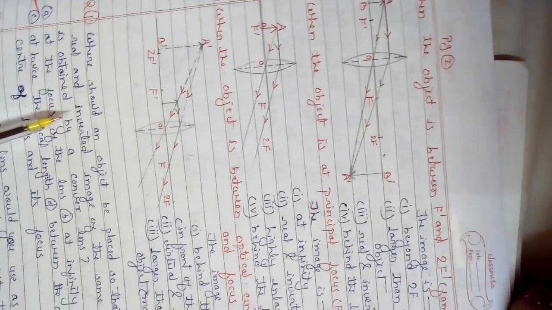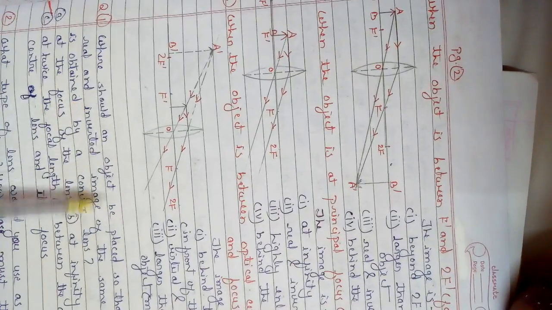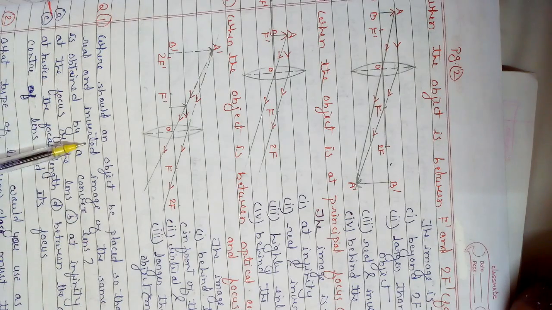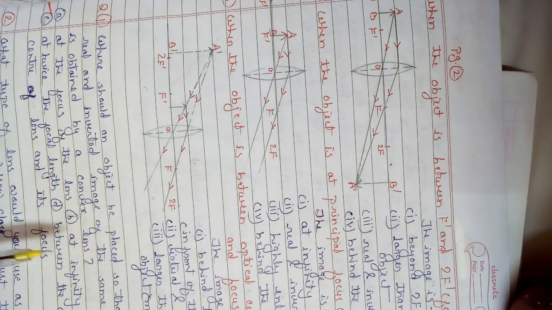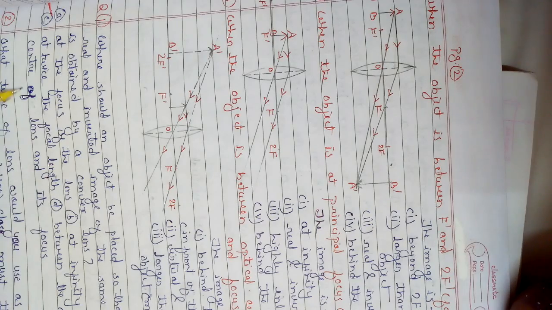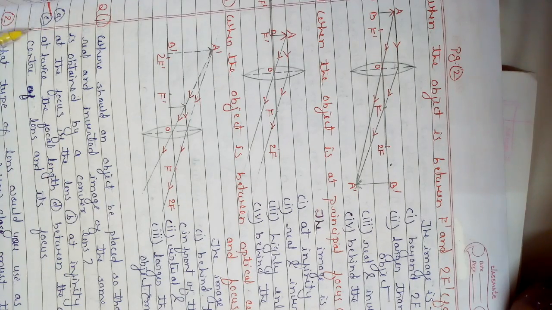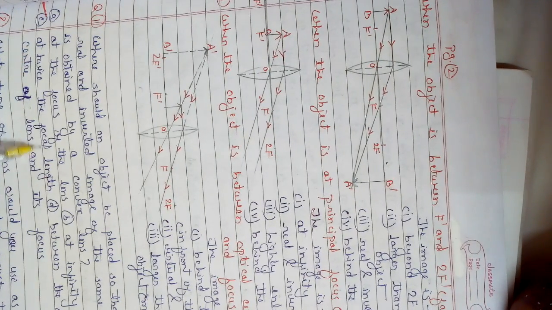Now the question is, where should an object be placed so that a real and inverted image of the same size is obtained by a convex lens: at the focus of the lens, at infinity, at twice the focal length, or between the optical center of the lens and its focus? So definitely the answer will be at twice the focal length.